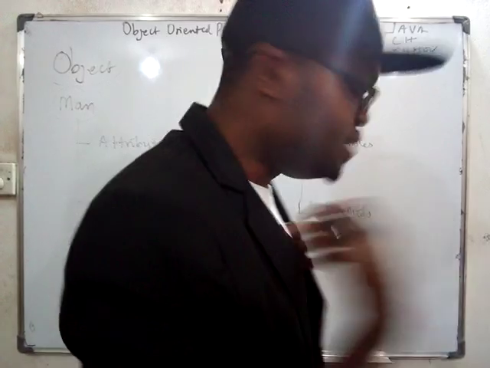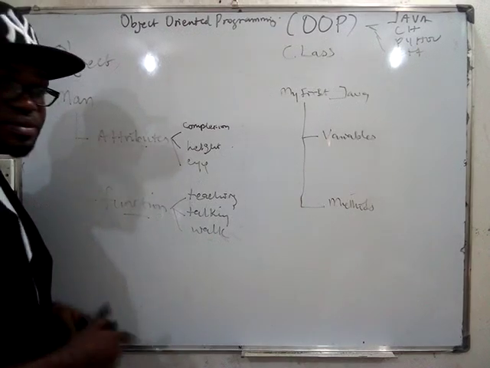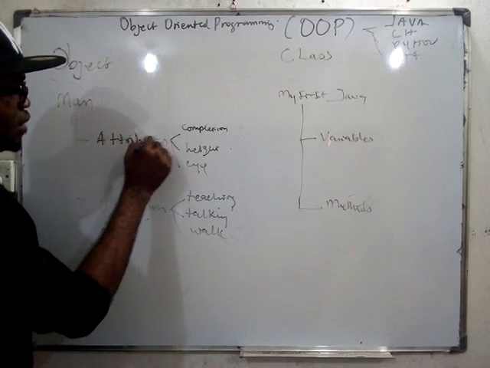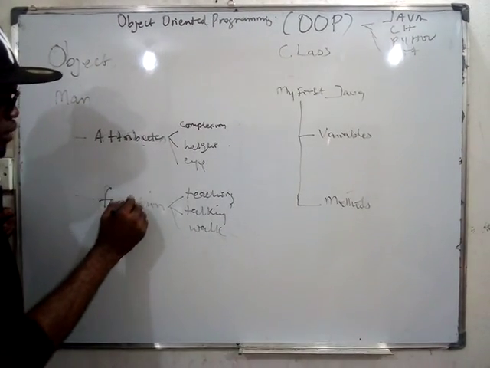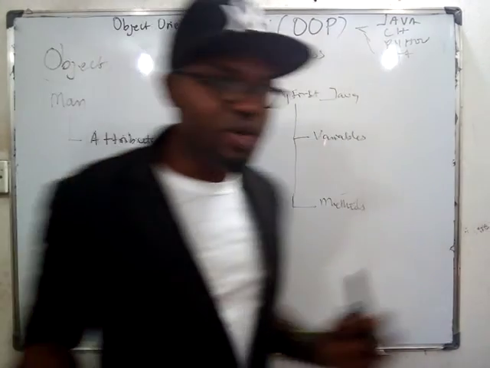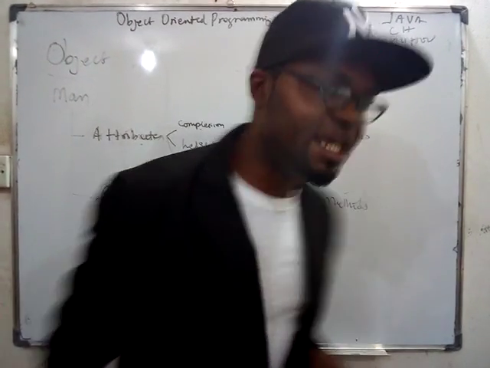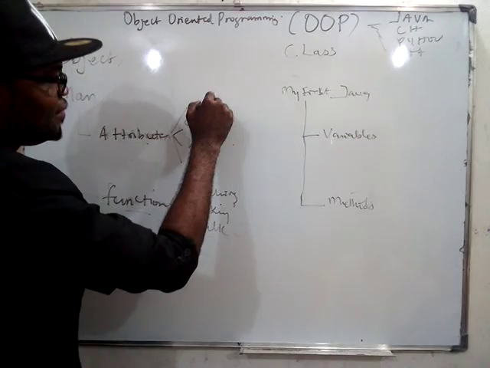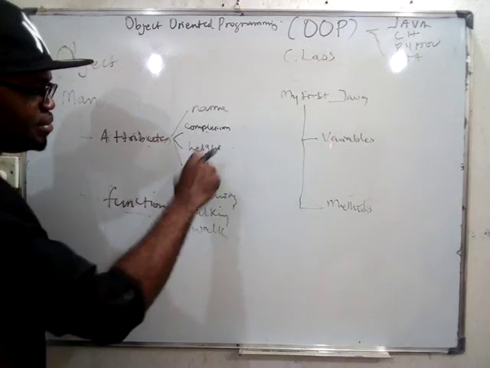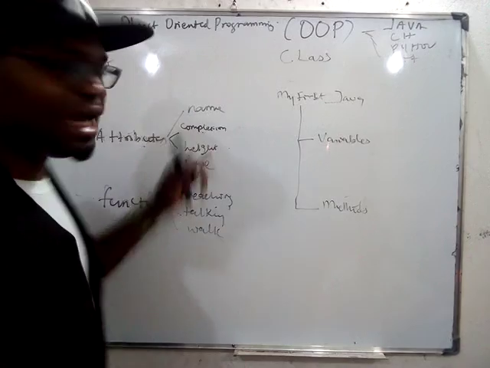Me, particularly, I have what we call attributes and functions. Every man has attributes and functions. Who can give me examples of my attributes? My skin complexion is my attribute. When you look at me, the things you can identify me with are my attributes: my skin complexion, my name, my height, my age.